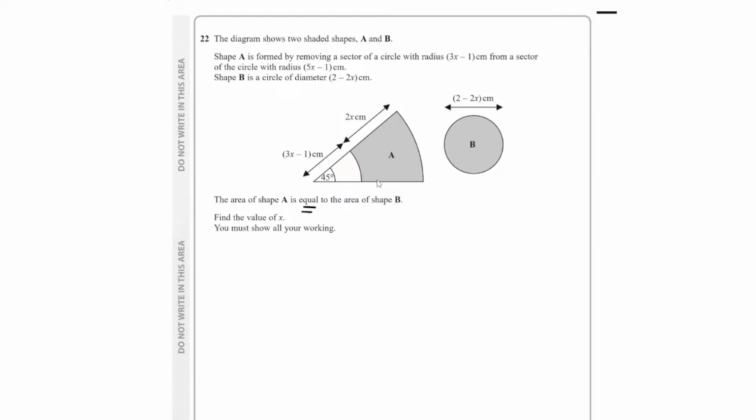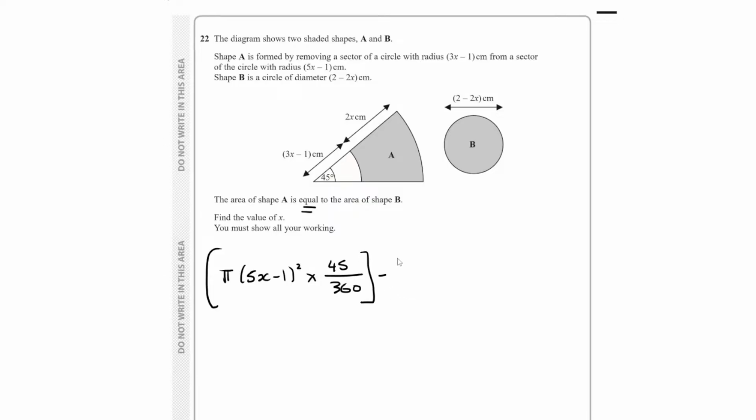That's basically it. So the area of a sector, you do obviously pi r squared, so I'm going to do the bigger one first, right? So pi times the radius of the big sector, which is 5x minus 1. Now that's squared. Don't forget to square that. And then you times it by the proportion of the circle you've actually got, which is 45. You always use the angle over 360.